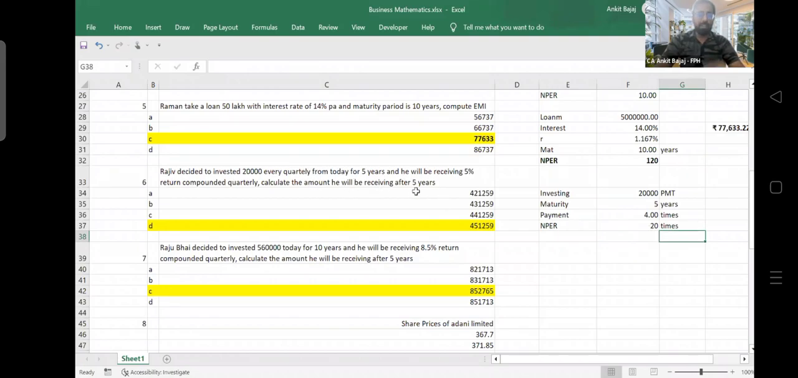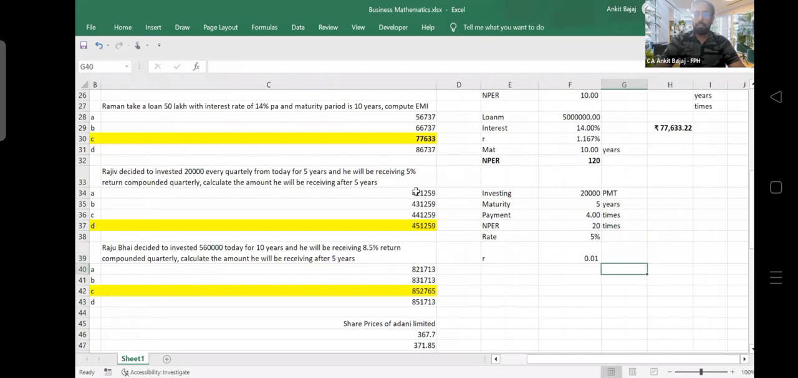Now further, what is the rate given here? Rate is 5%, which is to be compounded quarterly, right? Obviously, the rate is to be compounded quarterly. So what is going to be the R in this case? R is going to be 5% divided by 4. Once you get this data, the calculation is very easy.